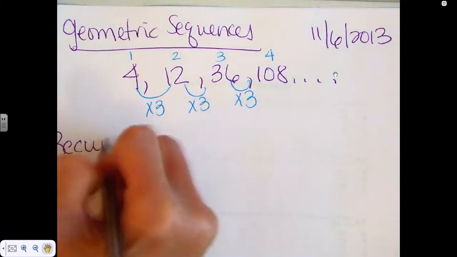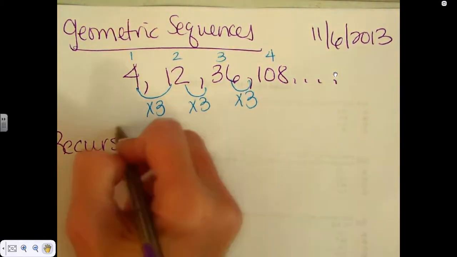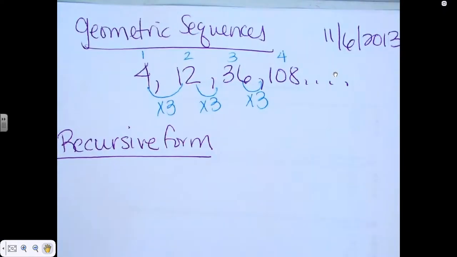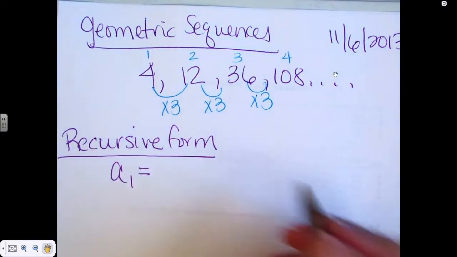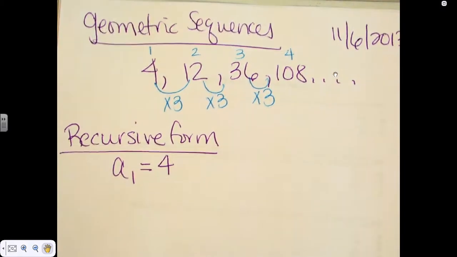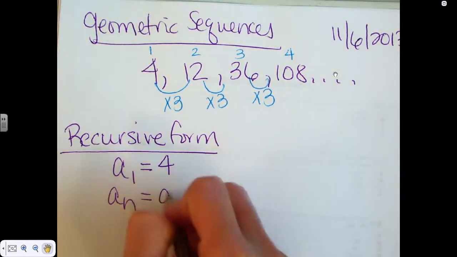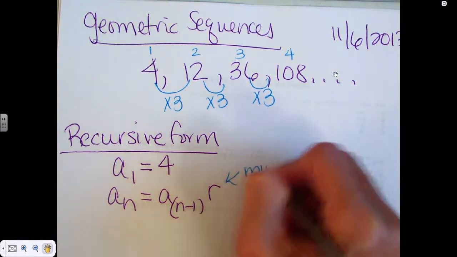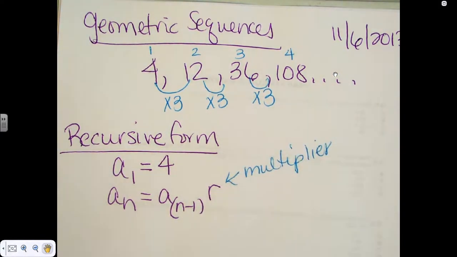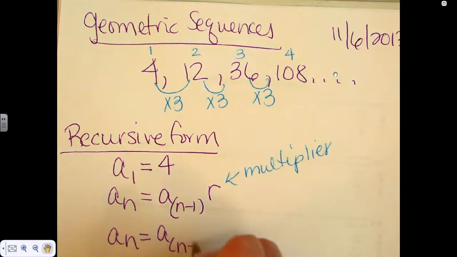Just like yesterday, we are going to find the recursive form and an explicit. And the recursive, just like yesterday, is two parts. We have a sub 1 is equal to whatever your a sub 1 term is, which is 4. Then we have a sub n is equal to a sub n minus 1. That's always there. And then you're going to multiply it by r, which is your multiplier. So we would fill in the multiplier because we know that. So a sub n is equal to a sub n minus 1 times 3.